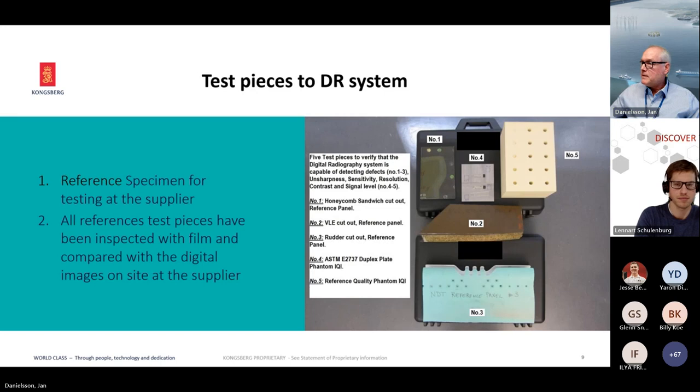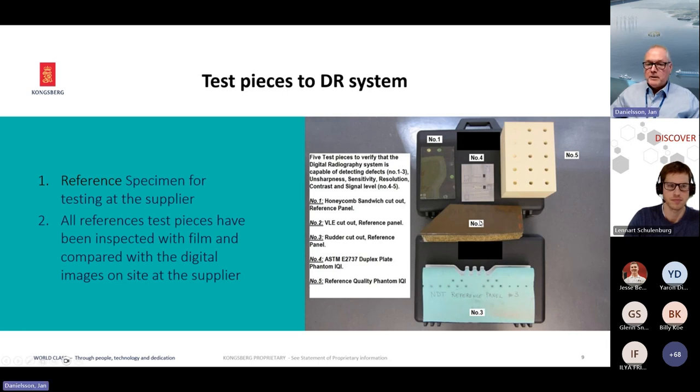Number 3, it's a bonded honeycomb core structure and titanium spar. And the defects there we have is a gap between the titanium spar and the core, and it's a collapsed and distorted core. We have some FOD and disbond.